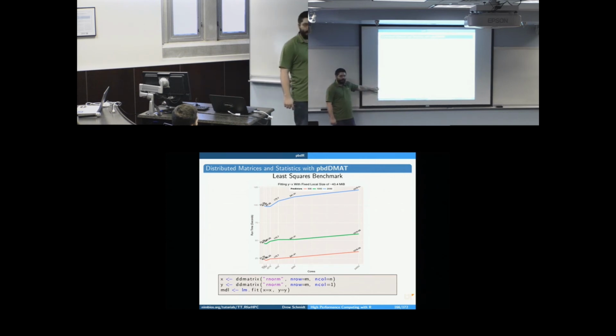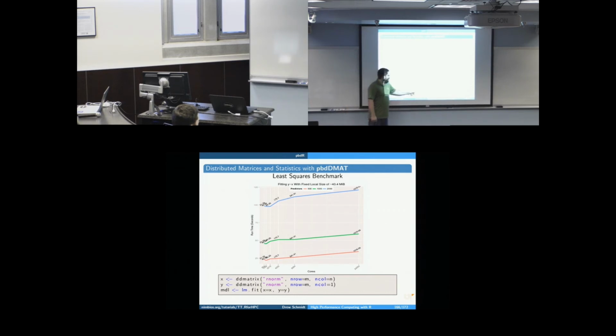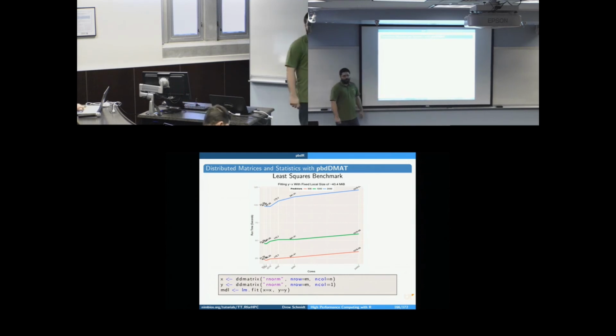Looks a lot like R, hopefully. There are some slight differences. Instead of a matrix, I have a distributed dense matrix, ddmatrix. And I'm going to generate random numbers in sort of a strange way. So it's a little different from matrices in R. This does a lot of things that R's matrix function doesn't. So I'm generating some random data, and I use lm.fit to fit my linear model.